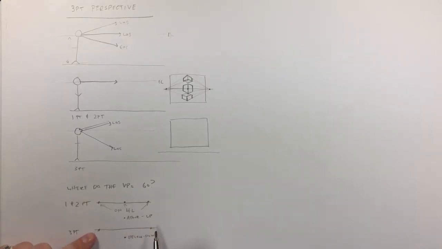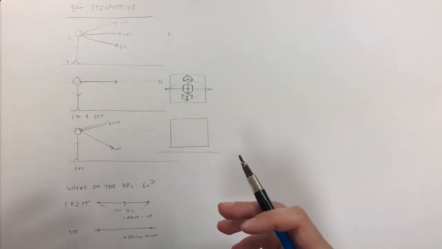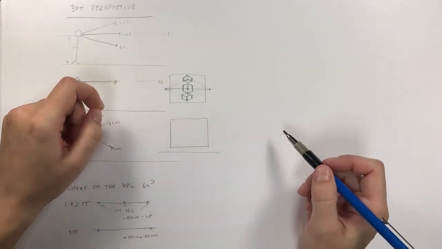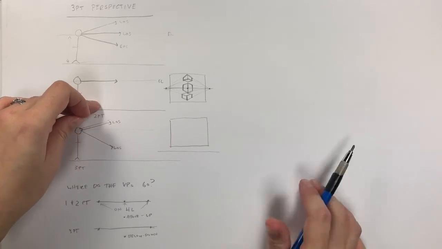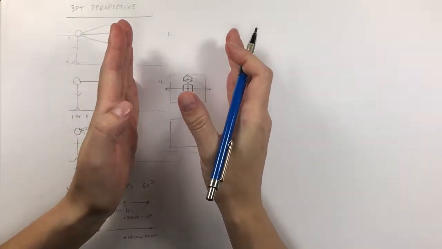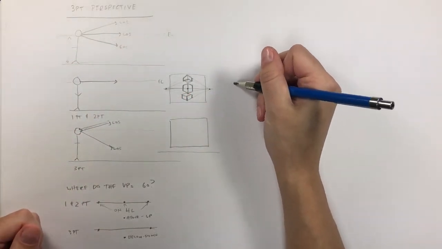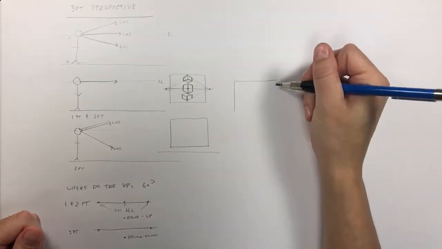Okay, so that's 3-point. Essentially this is 2-point perspective plus another point. All those other rules we talked about in 2-point perspective are going to be essentially the same. The one thing that's going to change is that the vertical lines are no longer going to be exactly vertical. So if we go over here, let's draw our new picture plane.